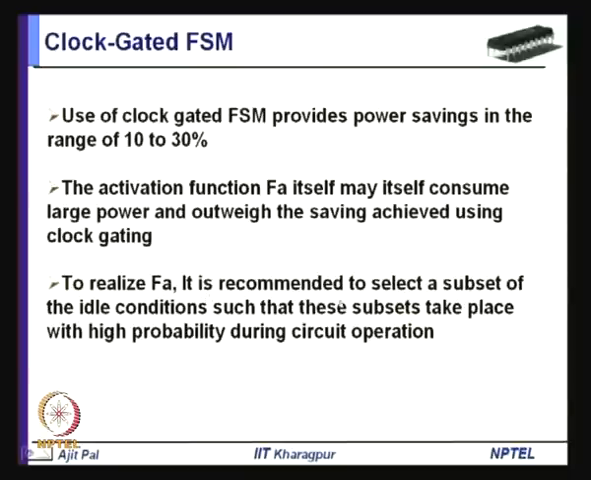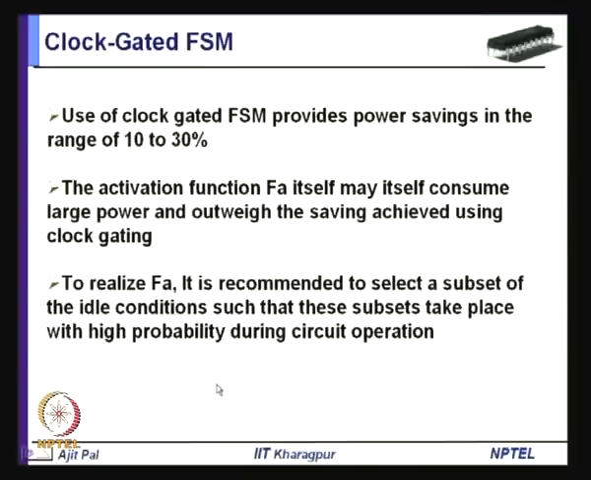That is the reason why, to realize FA, that is the activation function, it is recommended to select a subset of the idle conditions such that this subset takes place with high probability during circuit operation. That is, number one, this FA hardware should be small, and you have to see that the occurrence of this phenomenon takes place with high probability when the circuit is in operation. So, that is how you can achieve a reduction of power in this range 10 to 30%.